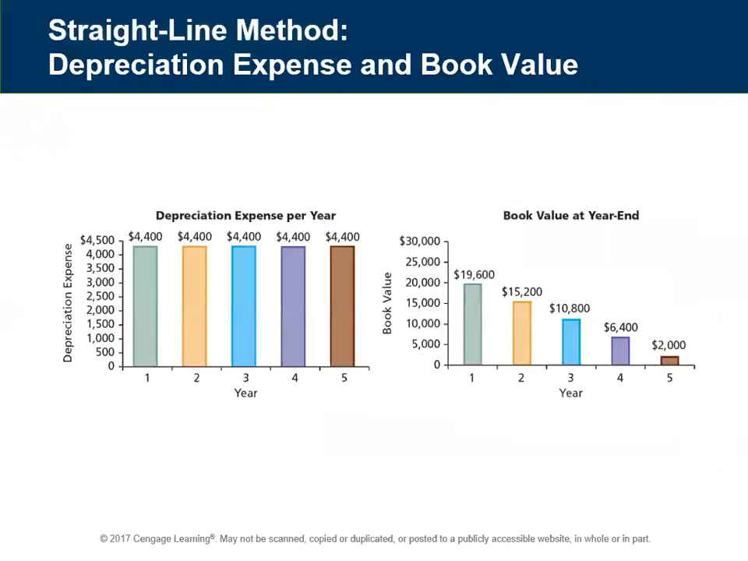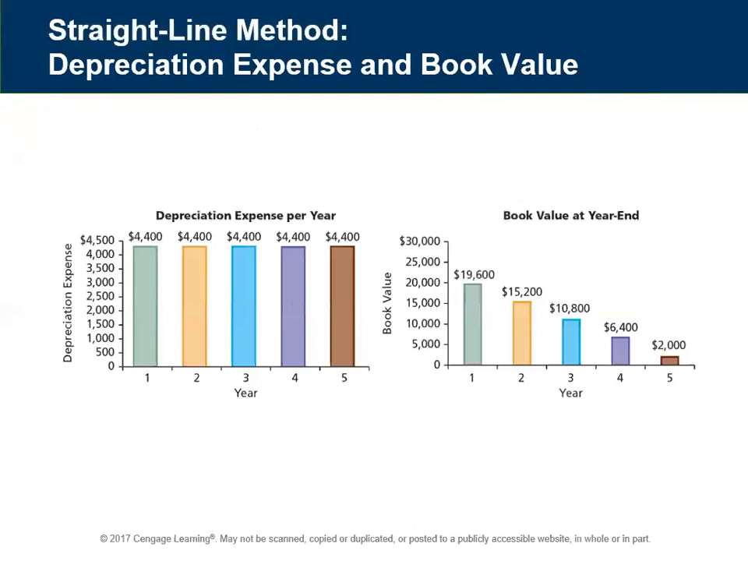So here it's just showing you depreciation expense is the same every year for 5 years, and the book value continues to decrease until in year 5 we've depreciated all the depreciable cost, and notice we're just left with that residual value of $2,000.